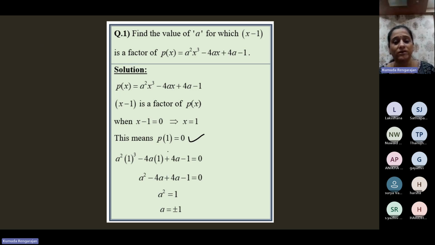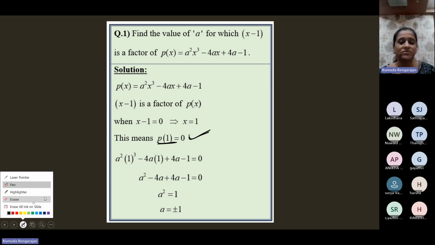So how do you work p of 1? In the polynomial p of x, wherever there is x, you should use 1. Only where there is x, not a. Wherever you find the variable x, there you should use 1. So see here, p of 1 you should write here. P of 1 is equal to a square into 1 cubed minus 4 into a into 1 plus 4a minus 1. In place of x, use 1. See, you should write this equation. Once you write this equation, everything becomes easy. You must know to write this equation.